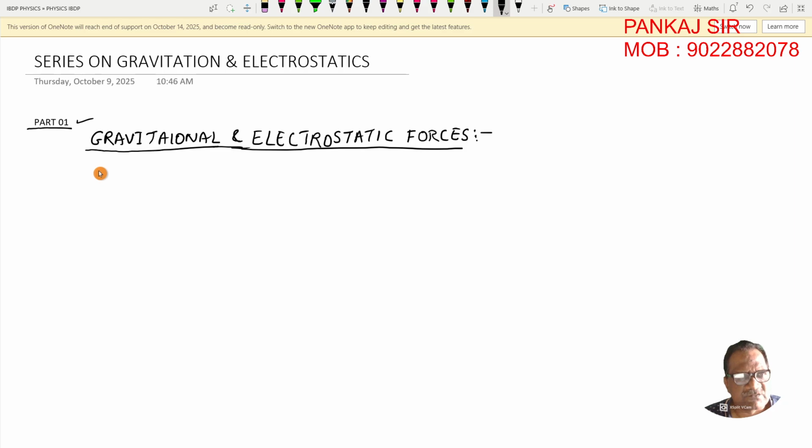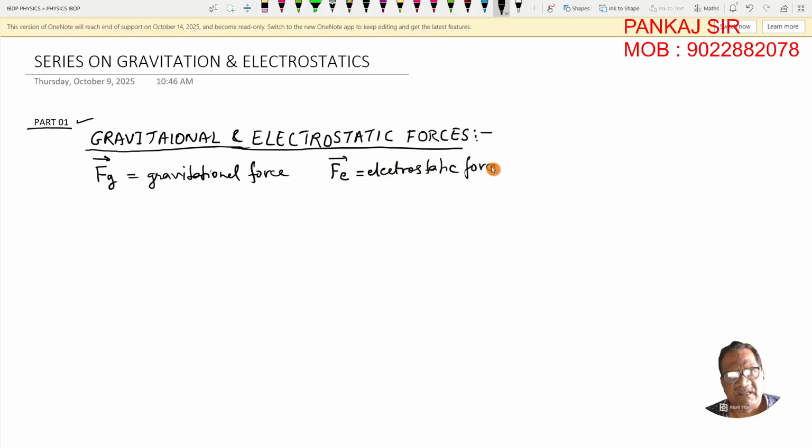Gravitational force will be denoted by Fg. This is a force, so it is a vector quantity. Same way, electrostatic force I am going to represent by Fe. This is also a vector quantity. As I told you, these forces exist in certain fields: gravitational force you will find in a gravitational field, and electrostatic force you will find in an electrostatic field.